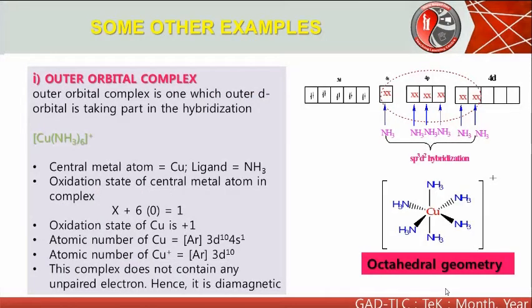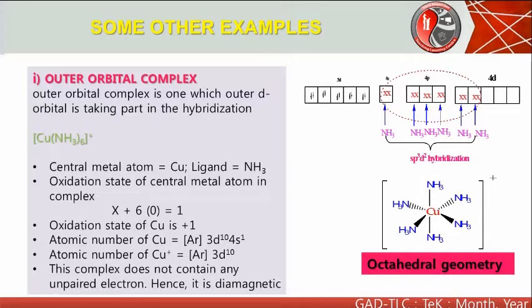Here we are going to know about some more examples also. First example is for outer orbital complexes, which we are going to look at in further detail. An outer orbital complex is one in which the outer d orbital takes part in the hybridization.